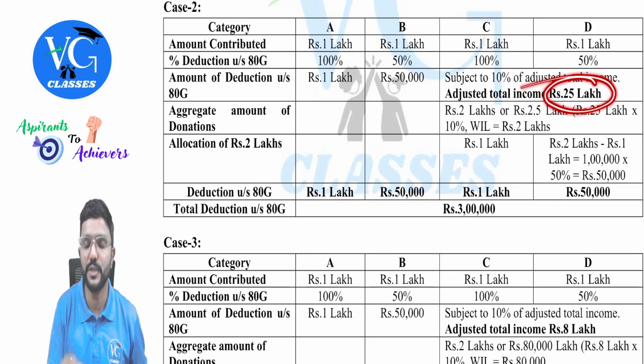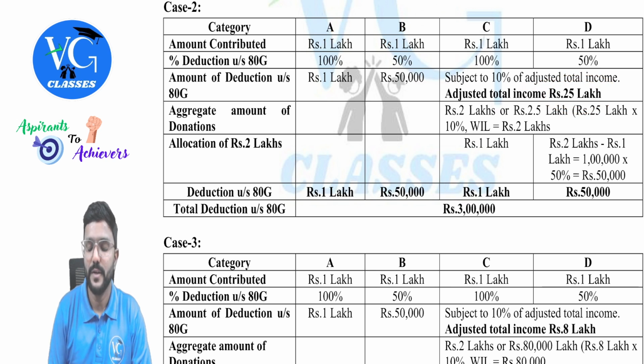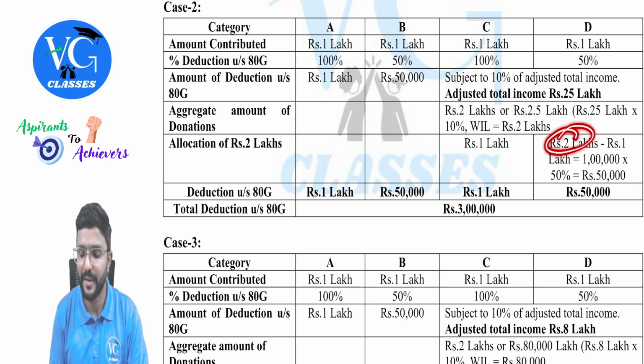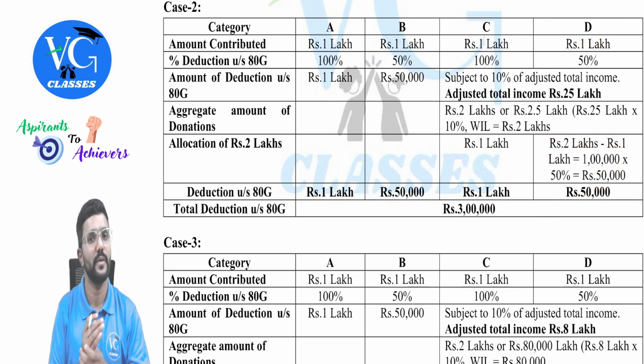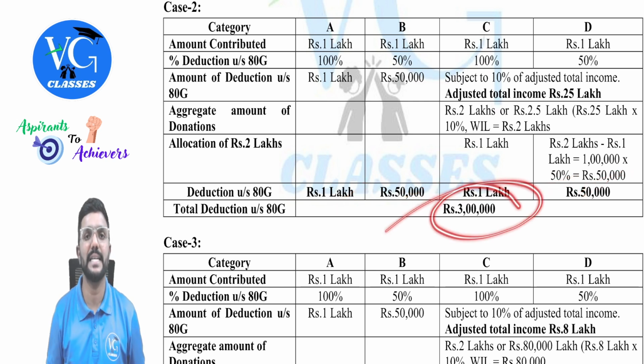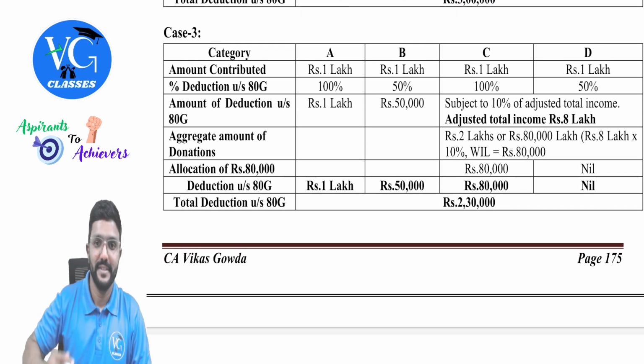Everything remains same, but adjusted total income I have changed. A category, B category, copy paste. So aggregate donation made for C and D categories is 2 lakh. 10% of adjusted total income is 2.5 lakh. Compare both, take whichever is lower, 2 lakh. Out of 2 lakh, first give it to C category, which is 1 lakh. So 100% of 1 lakh is 1 lakh. Remaining is how much, guys? 2 lakh minus 1 lakh. Remaining is 1 lakh. 50% of that give it to D category, which is 50,000. So what is the total deduction which an assessee can claim here? 3 lakh under section 80G, guys. 3 lakh.